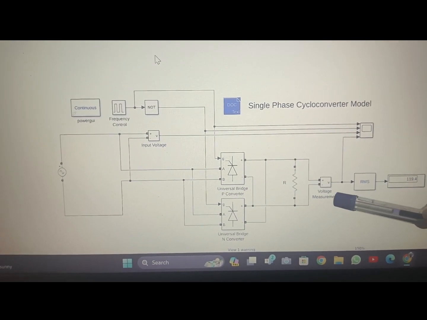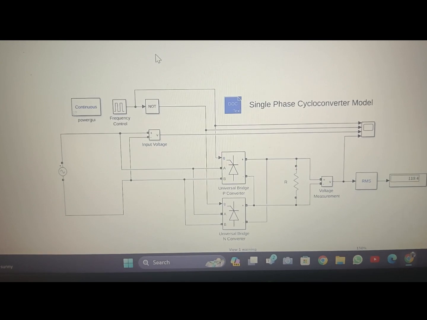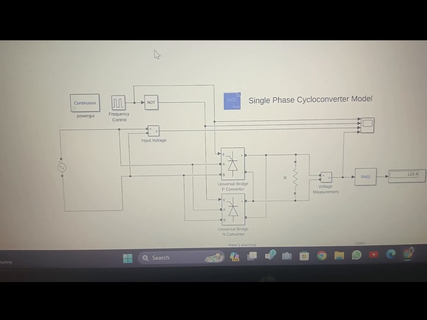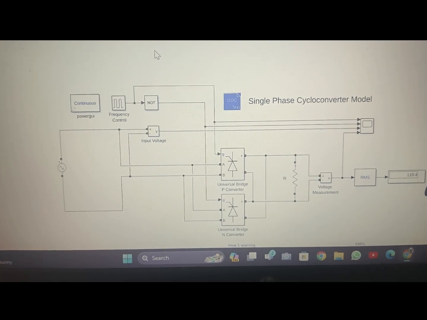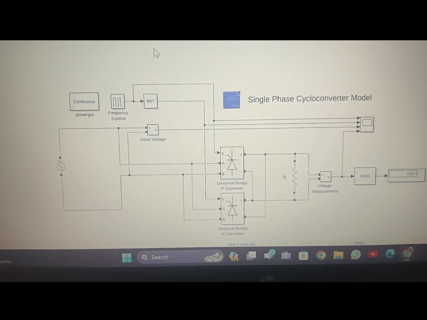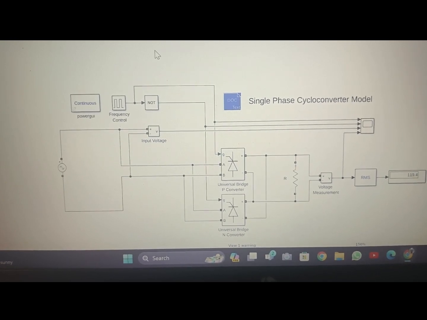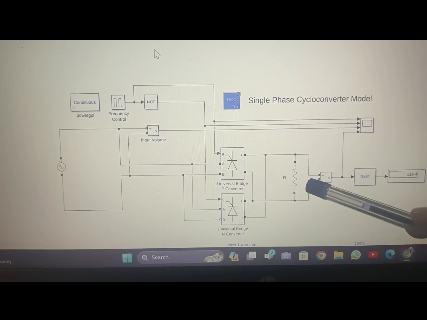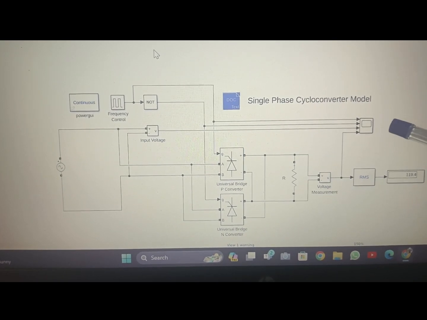This is the voltage measurement block. This is the RMS block. It is used to track the RMS value of a sequence of inputs. This is the display. We can see here the output of our cycloconverter model. The output is 119.4. This is the resistor. We have applied a 5 ohm resistor here.